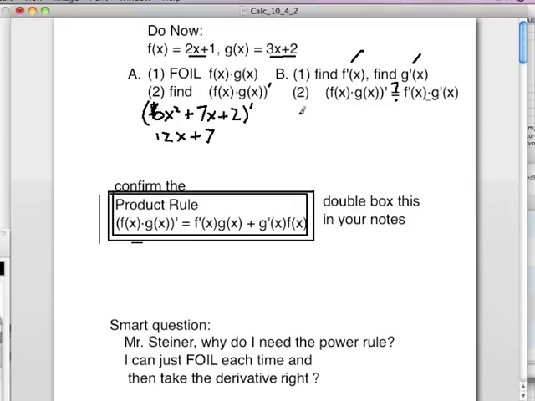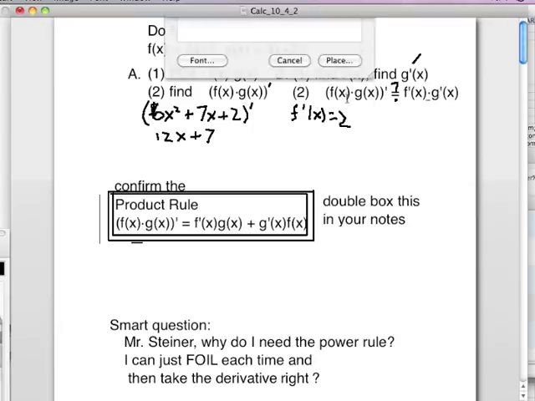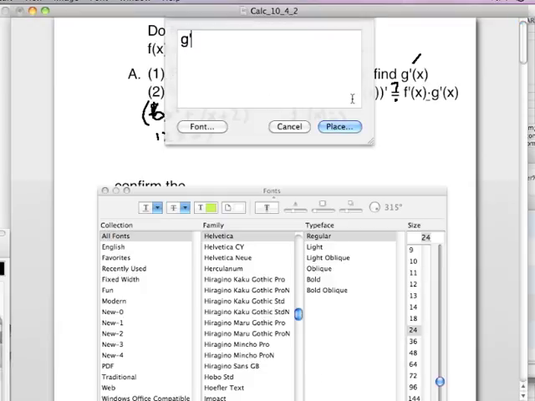So here f prime of x, my stylus is awfully slow. F prime of x, well, again, here we have 2x plus 1, so f prime of x is 2, sorry about this. And what is g prime of x? g prime of x is just 3. I'll put it up like that. g prime of x equals 3.